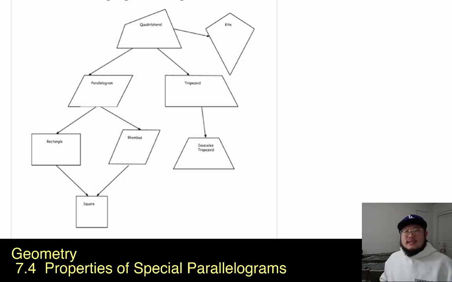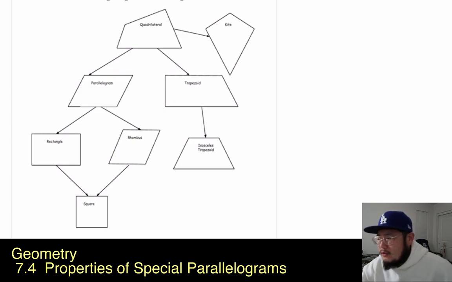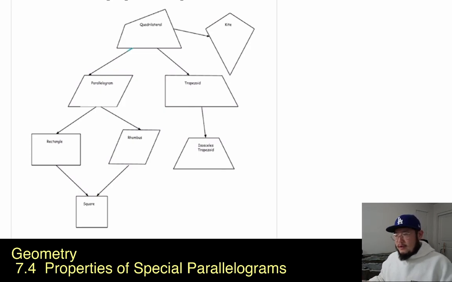In section 7.4, we're going to be looking at properties of special parallelograms. As you can see right here, I have this flow chart shown, and I'm going to eventually give it to you guys. It shows properties of quadrilaterals. So far, what we've been looking at are quadrilaterals over here on the left-hand side of the flow chart. We're going to be going over all of these quadrilaterals throughout this chapter. So far, we've looked at parallelograms.